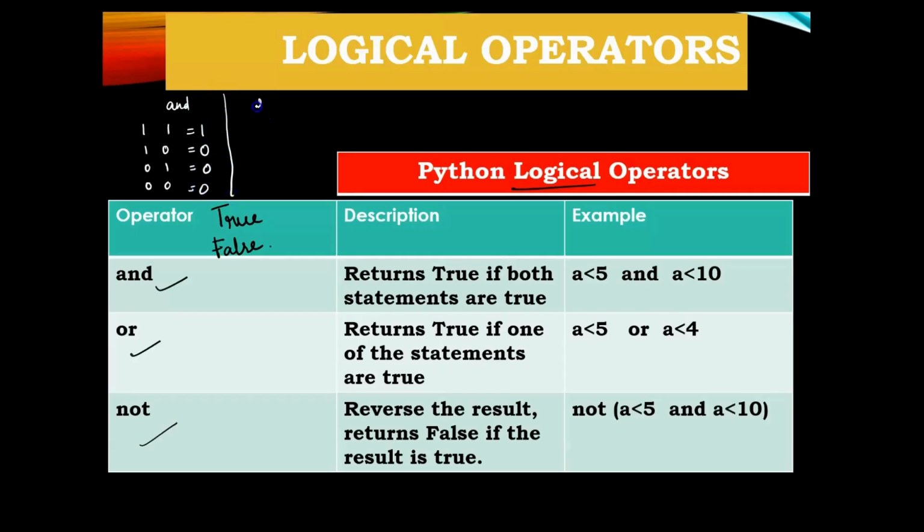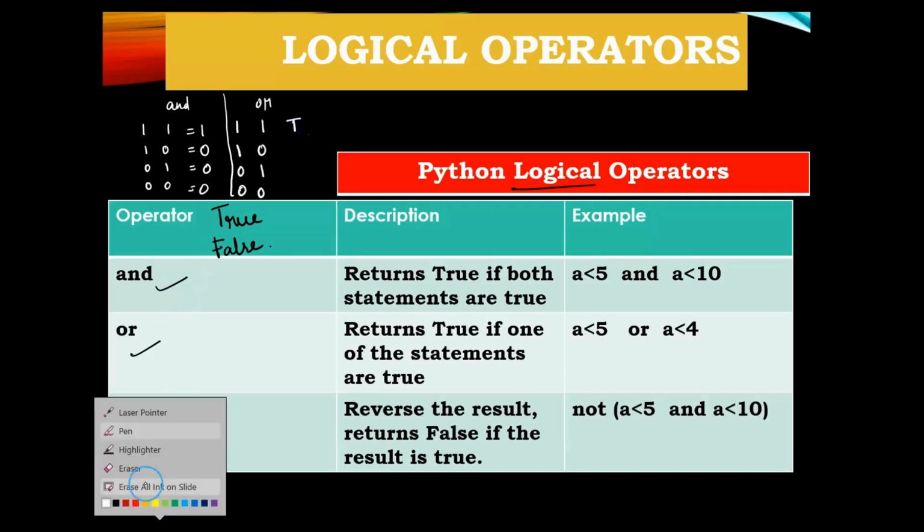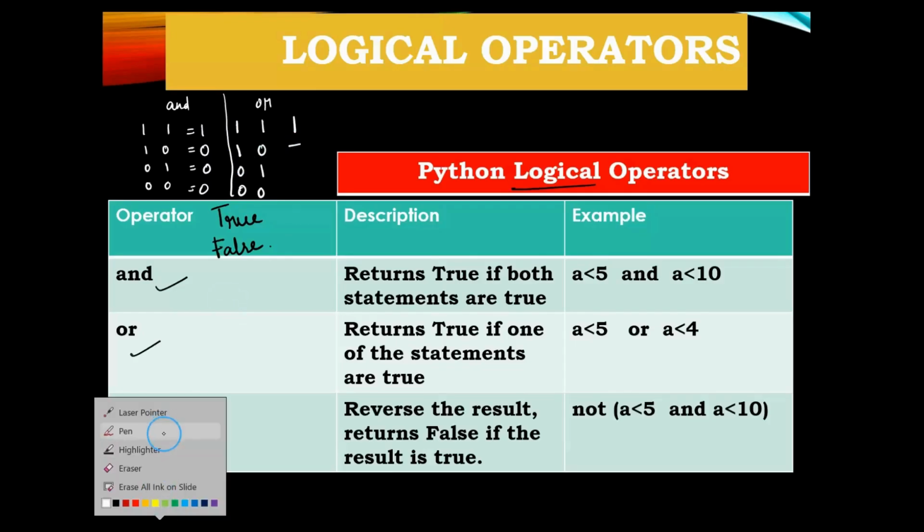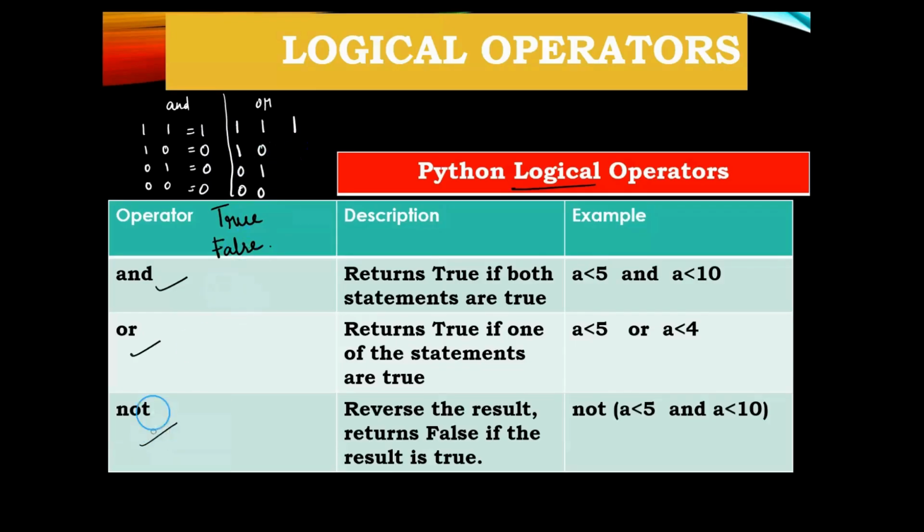And what about the OR table? Many of the students are having confusions in calculating the AND table and the OR table. So likewise 1 1 1, 1 0 1, 0 1 1, 0 0 0. If both the things are true, then it is true, that is 1. If any of the values is true, then the whole value is true, so the value is 1 here. Okay, this is your OR table.